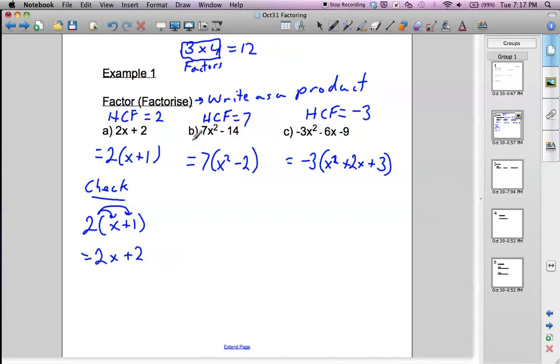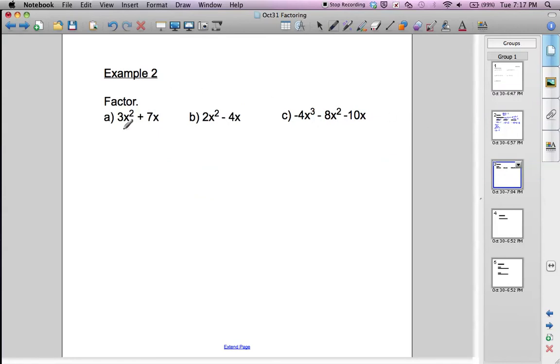So all 3 of these examples have integer highest common factors. We're going to look at a couple others now. Like in this one right here, we're going to be factorizing. We have 3 and 7. There's no common factor between 3 and 7. So we have to look at the variables, x squared and x. We can divide both of these by x. So that means the HCF here is going to be x. So we're going to factor out the x.